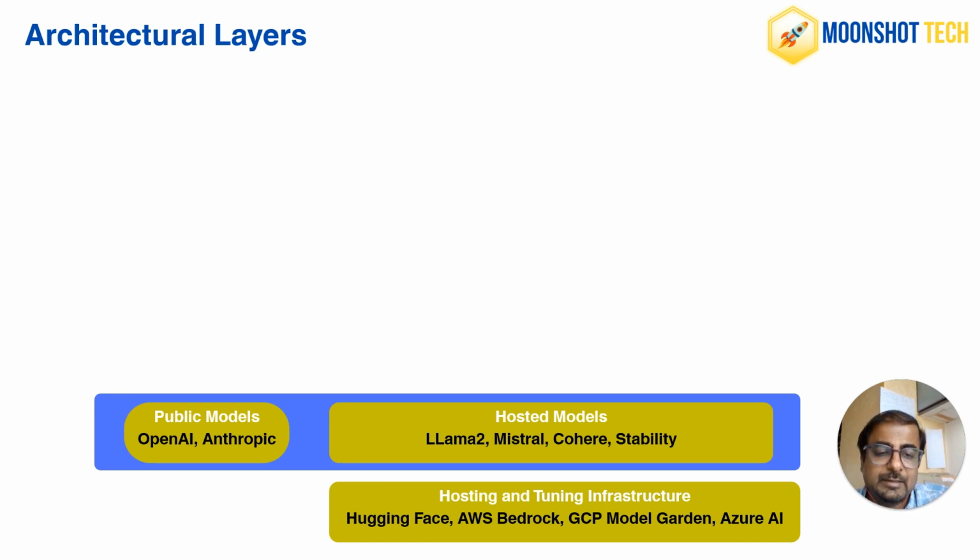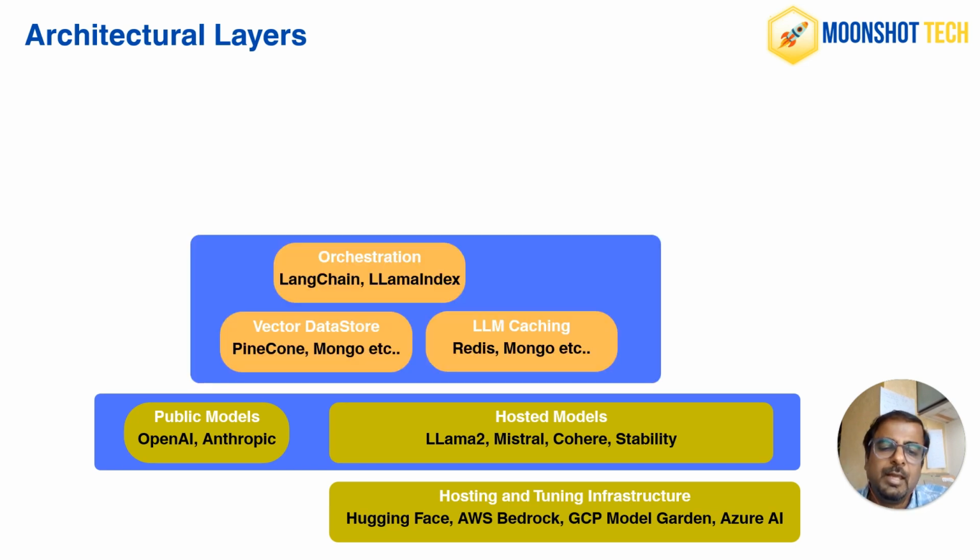So this architecture gives you the flexibility to choose the model of your choice based on the performance needs and the cost criteria. Now, once you have these models, you need the application layer, which can orchestrate your end-to-end application, right? And this is where libraries like LangChain and Llama Index come into play.